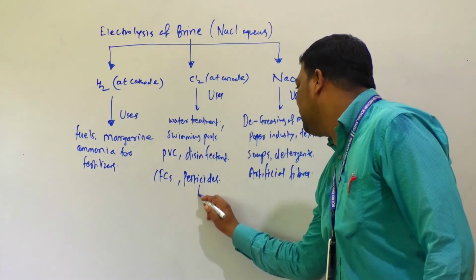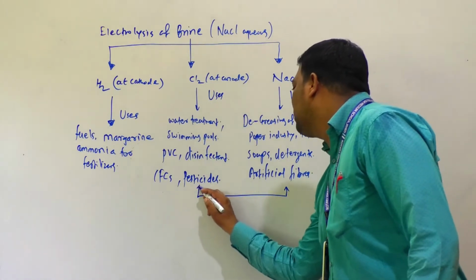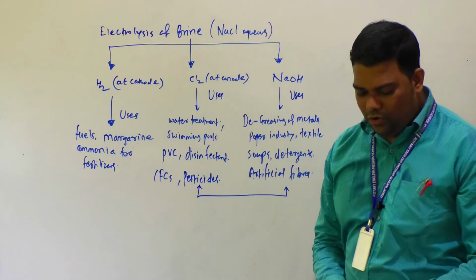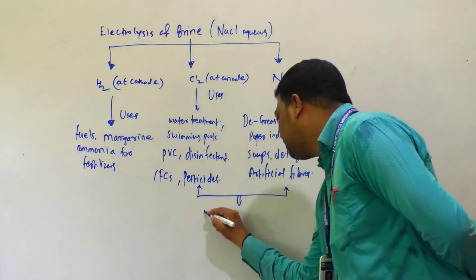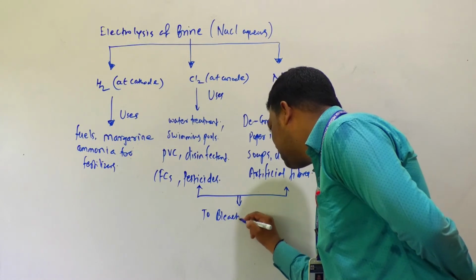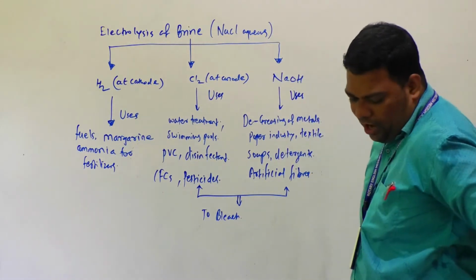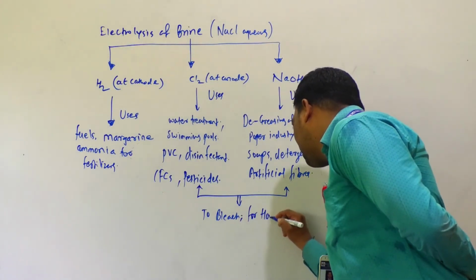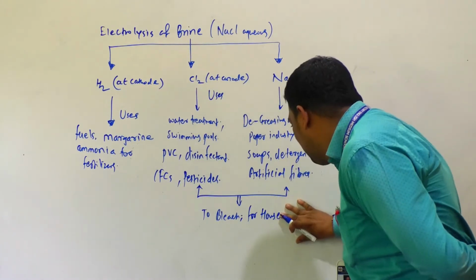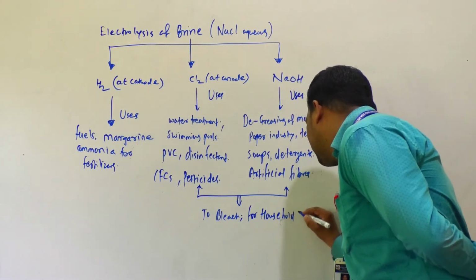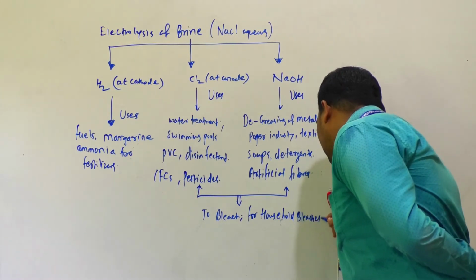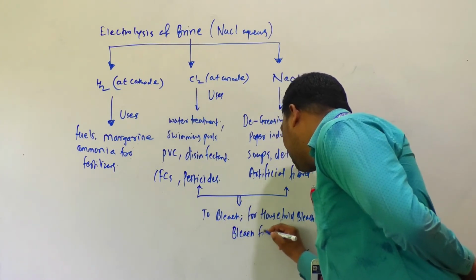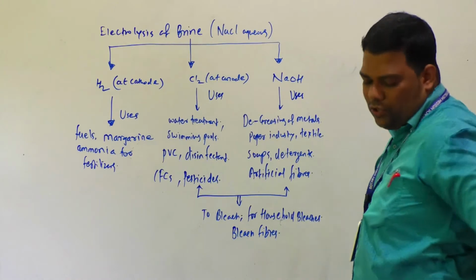Now we will see how the mixture of chlorine and NaOH can be used together. Chlorine and NaOH are used to bleach. How can we use this? Yes, beta, to bleach. Then for household bleaches. Then to bleach fibers.